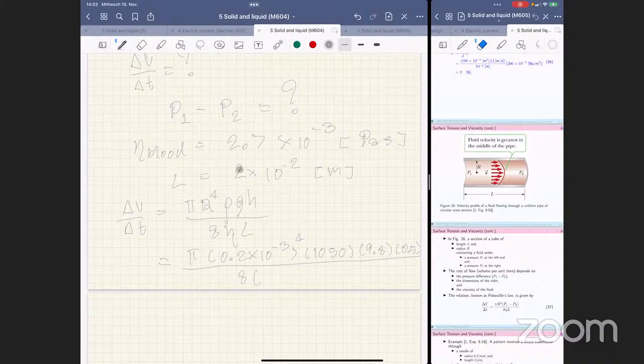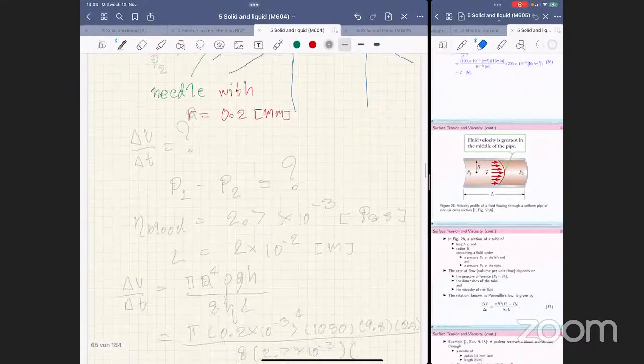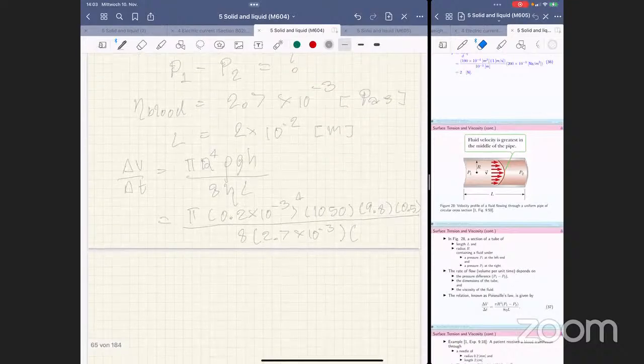For the blood, which is 2.7 times 10 to the negative 3 Pascal second. And L is the length of the needle in this one, which is 2 centimeter. It's going to be 2 times 10 to the negative 2.